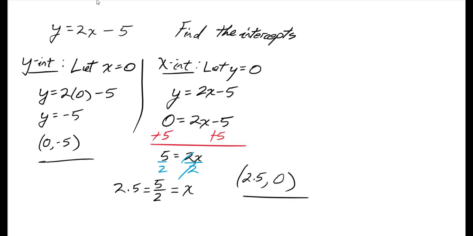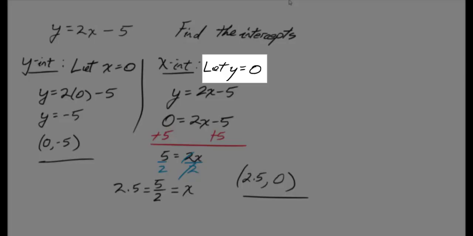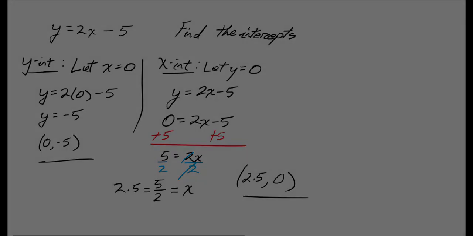And this is what you always do when you're asked to find the intercepts of an equation. It's a two-part process. You're going to let x be 0 to find the y-intercept, and then you're going to let y be 0 to find the x-intercept. We'll end this lesson with a special case of linear equations.